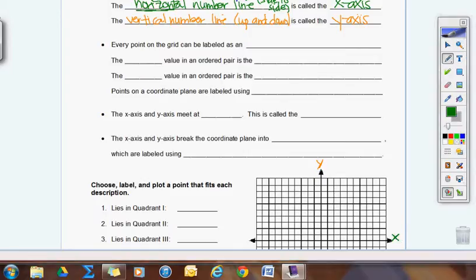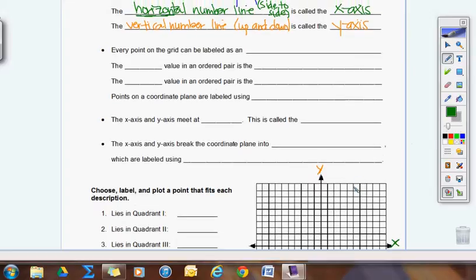All right, every point on the grid, not just the ones on the grid marks, but every point in here, can be labeled as what we call an ordered pair. Now this has two components. Pair means that there are two things, and ordered means that we have to put them in a special order so that we know what's what. The x is always first and y is always second. The x value, the value on the horizontal number line, comes first, and the y value comes second. It's alphabetical, so it's not difficult to remember.